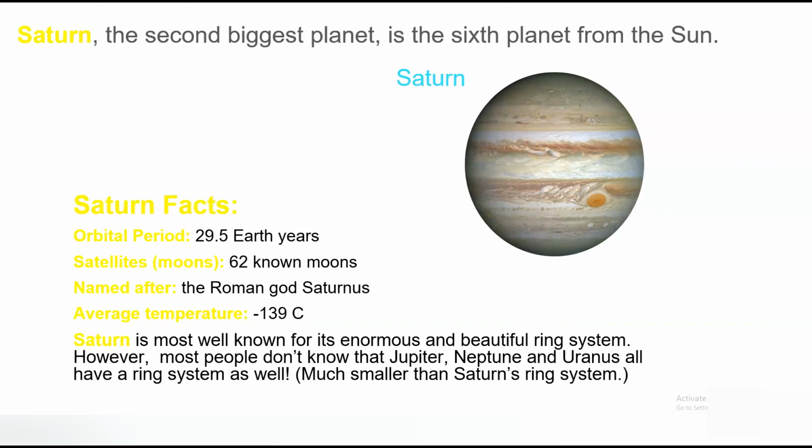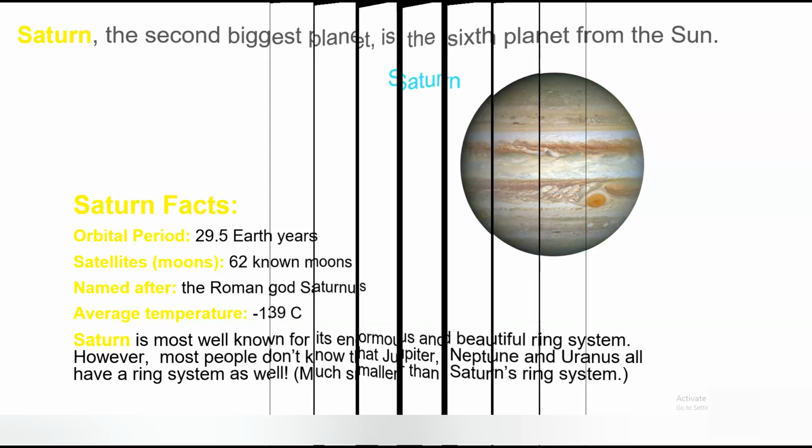Saturn, the 2nd biggest planet, 6th planet from the Sun. 29.5 Earth years to orbit the Sun. Negative 139. It's most well known for its enormous and beautiful ring system. However, most people don't know that Jupiter, Neptune and Uranus all have ring systems as well.